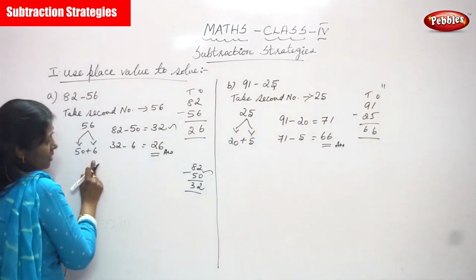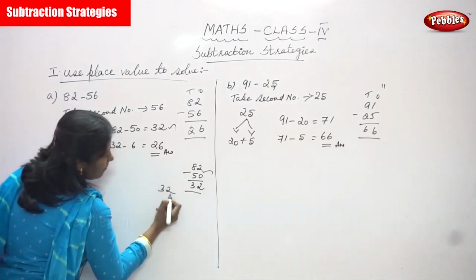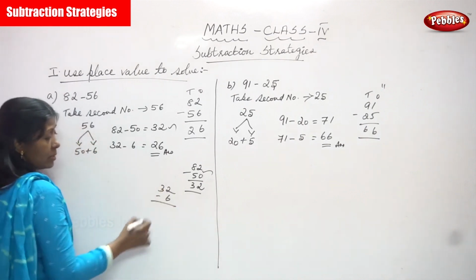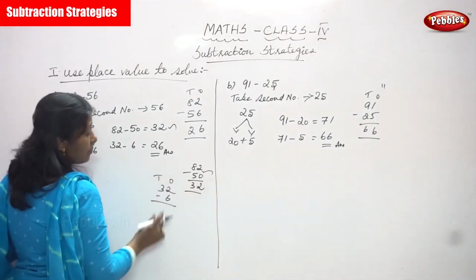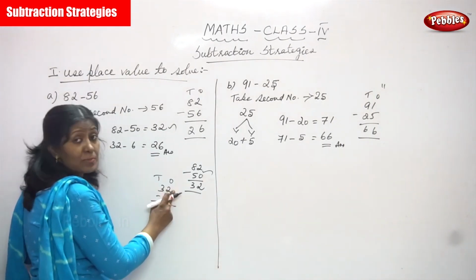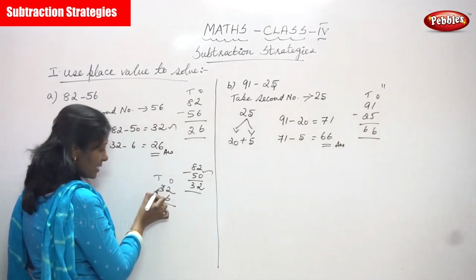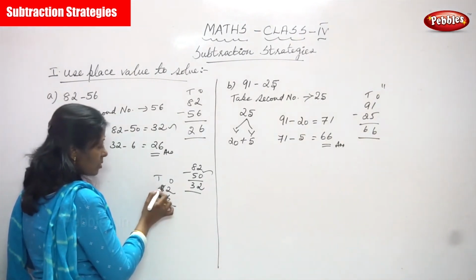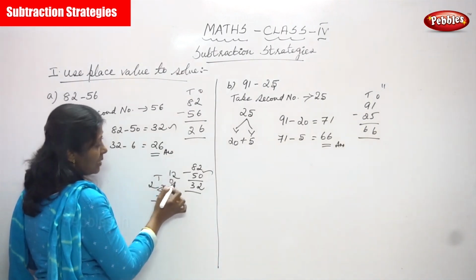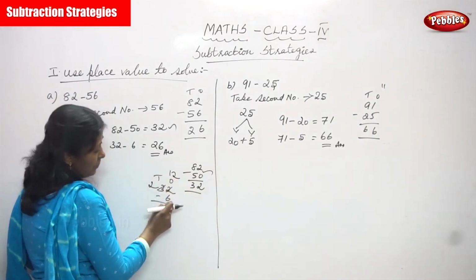Now you subtract the ones: 32 minus 6. 2 minus 6 is not possible, because 2 is a smaller number and 6 is a greater number. So you have to borrow from the tens. This 3 becomes 2, and this 2 becomes 12. Now from 12 you subtract 6.